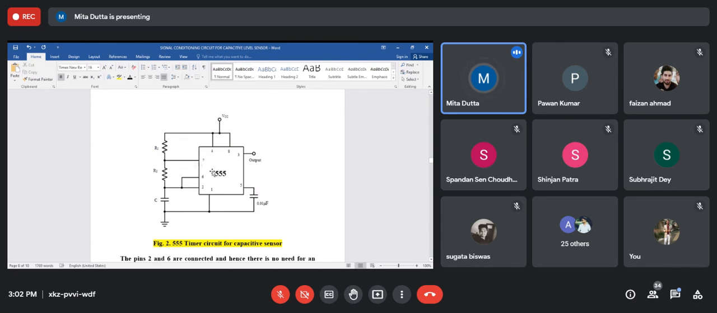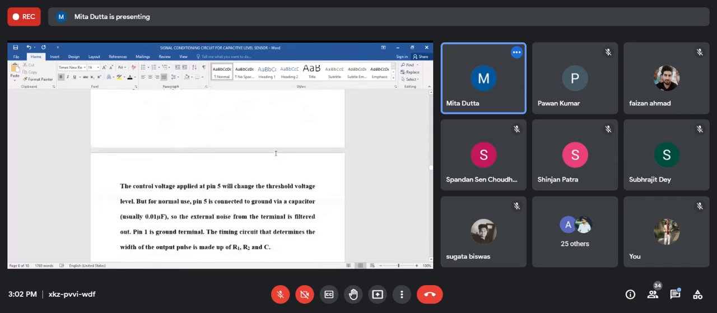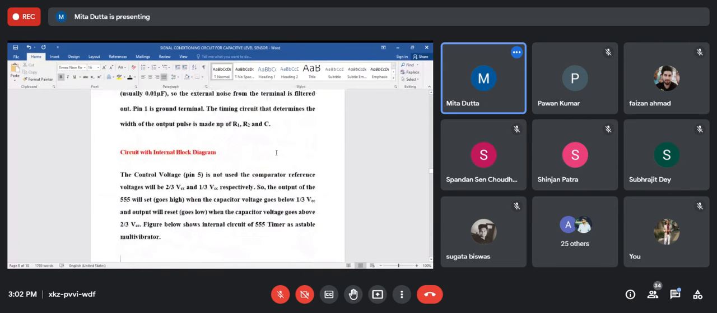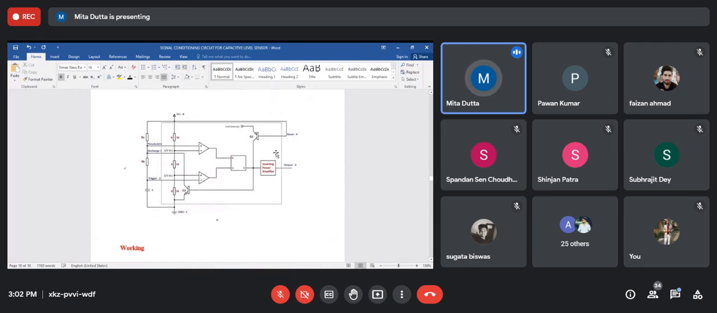It is sometimes used to reset the 555 timer, but when we use it as an astable multivibrator, we short this pin to VCC. And at pin 5, we have connected a capacitor to ground. It eliminates any noise present in the 555 timer circuit. And this will be the internal block diagram.